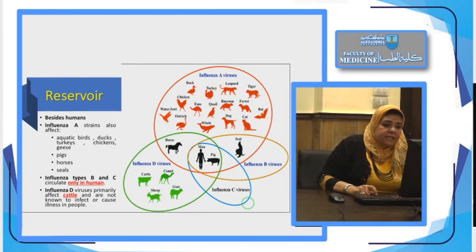Influenza type D primarily affects cattle, not humans, and is not known to infect or cause illness in humans. It's not a human virus from the start.